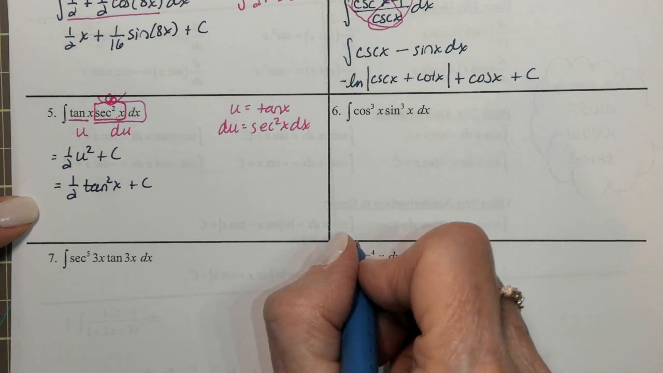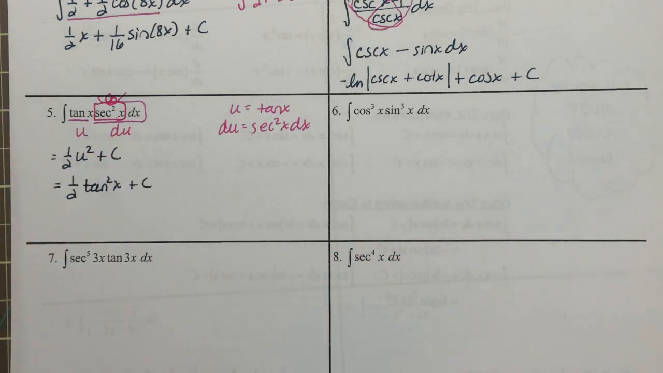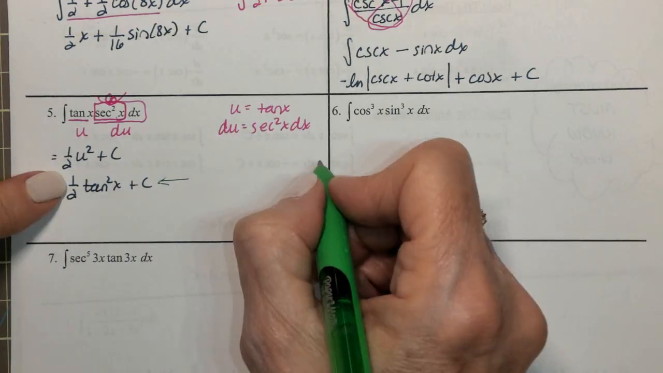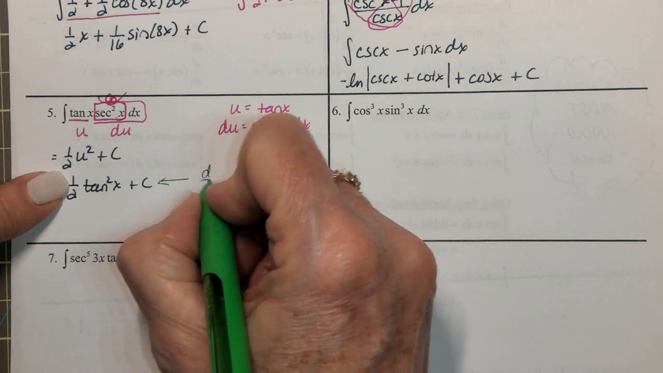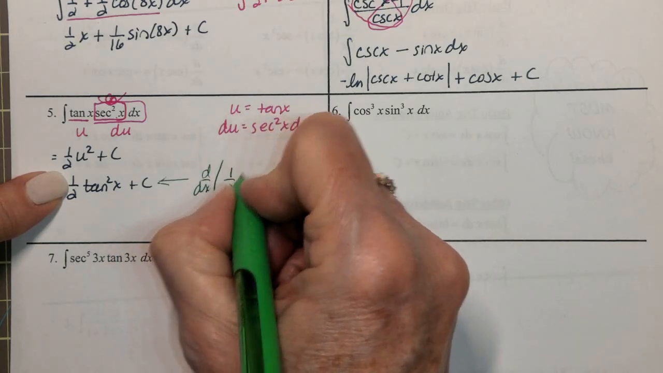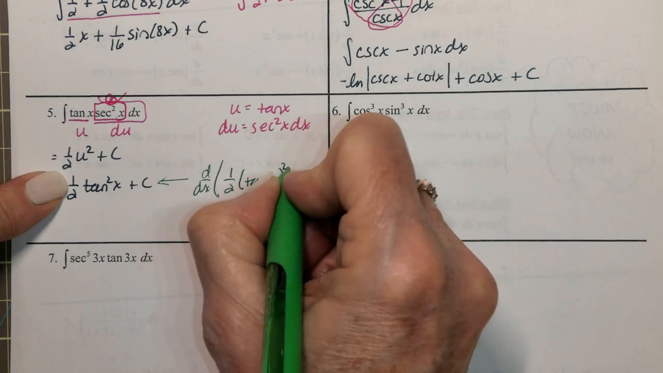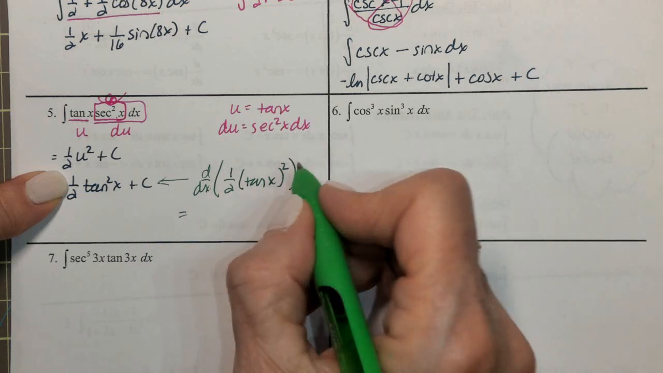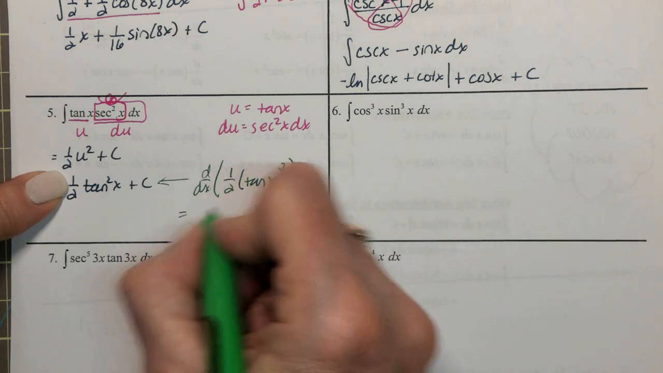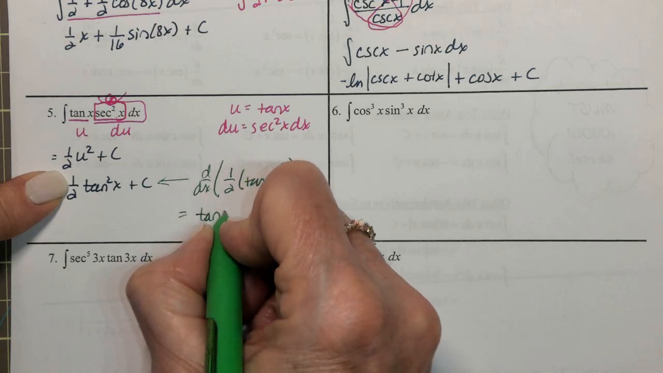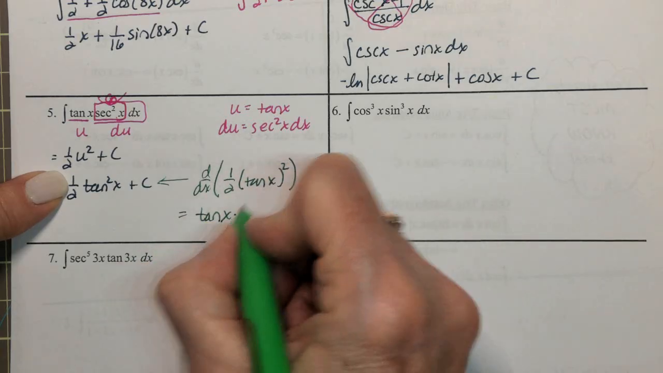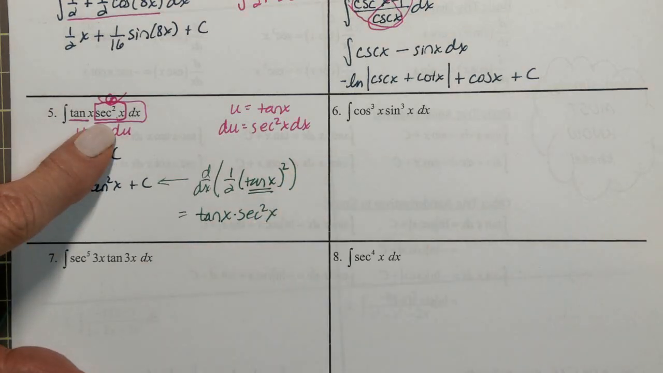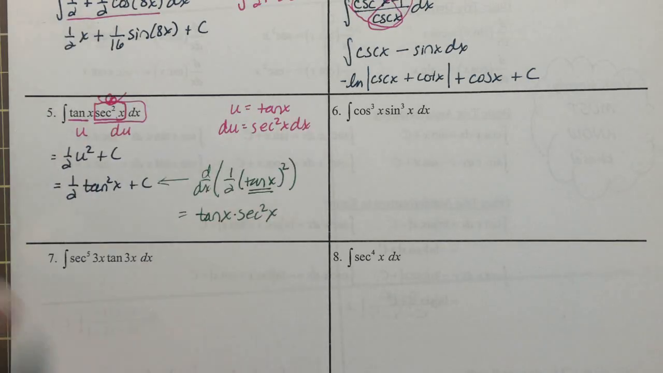Okay? By the way, if we took the derivative of this, let's take the derivative of 1/2 tangent x squared plus c. That will be, we got a chain rule, 2 times 1/2 is 1. Keep your tangent, reduce the power by 1, and multiply by the derivative of tangent. It's exactly what we had there. Okay? All right, number 6.